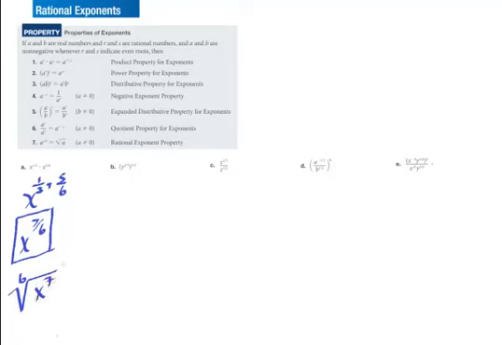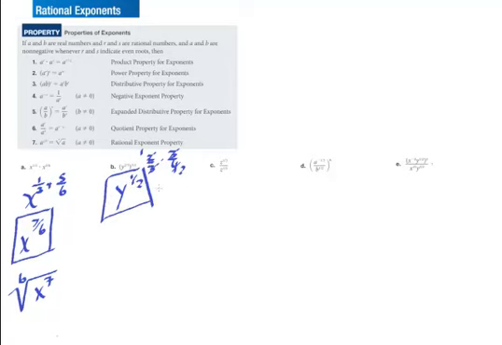Now, typically, they're going to want the answer in the same form that it was given, meaning that if they give you the problem in radical form, that's how they want the answer. If they give it to you in exponent form, that's how they want the answer. For this next one, when I have a power raised to a power, I multiply exponents. So this is going to be y to the whatever 2/3 times 3/4 is. And when I multiply that, it's y to the 1/2.